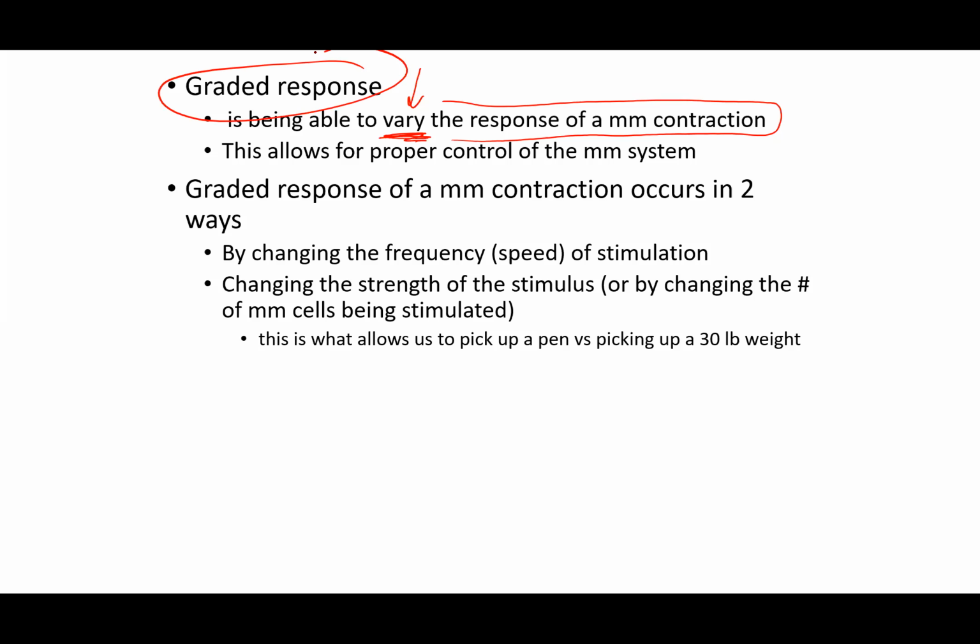And because you're looking at the 50-pound dumbbell, you already subconsciously know this is going to be heavy. So you kind of already predetermine how much of a graded response is needed to pick up the 50-pound dumbbell. And so you pick it up.